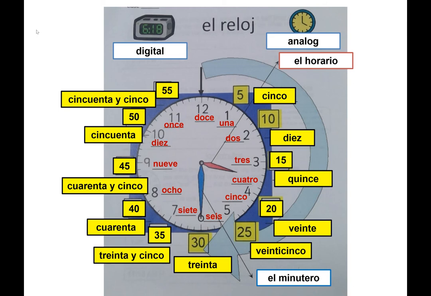Why don't we do 60? Remember when we reviewed numbers, we said we needed up to 60. But when you get to 60, you're actually moving on to the next whole hour. So we don't have to say 60. The highest minute number we would actually say is 59.